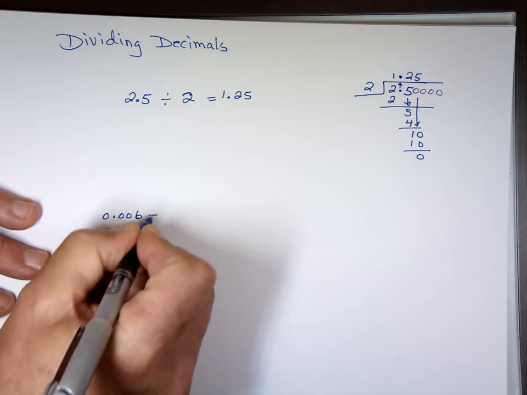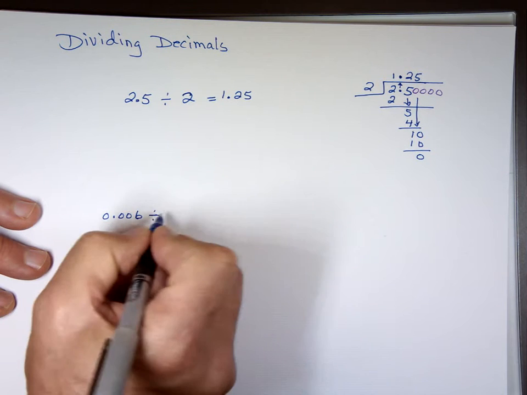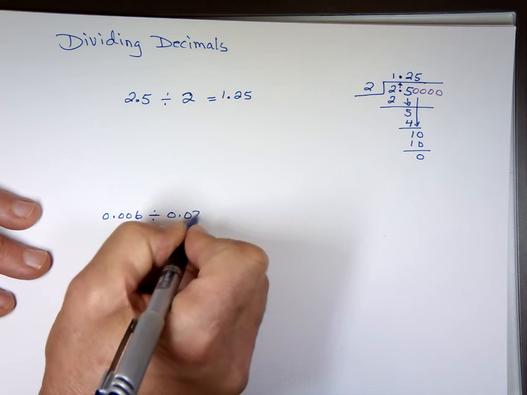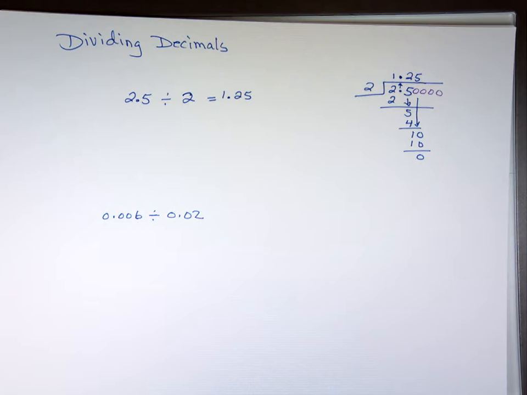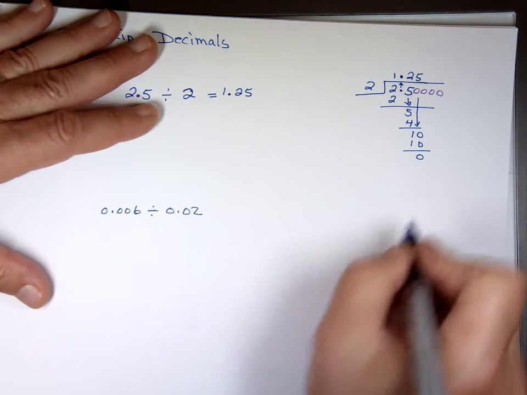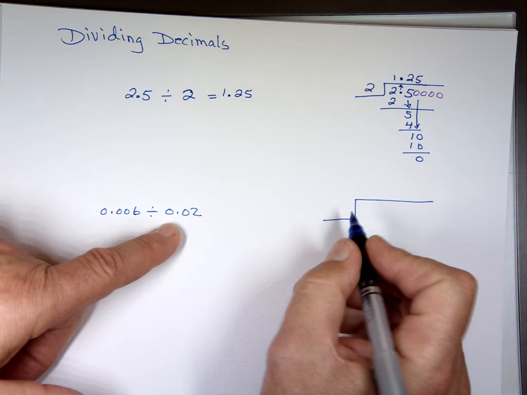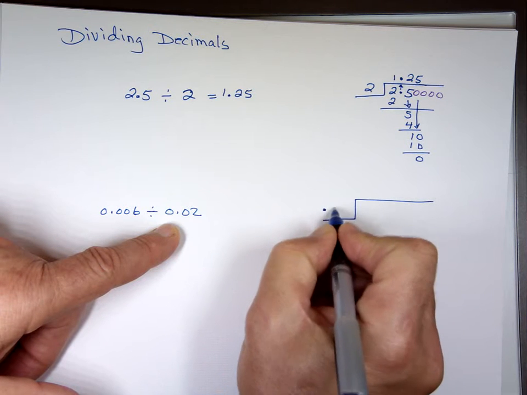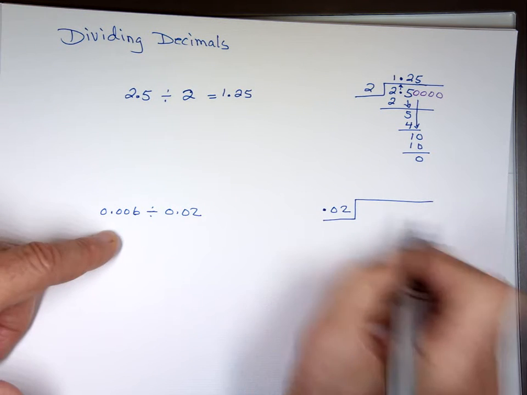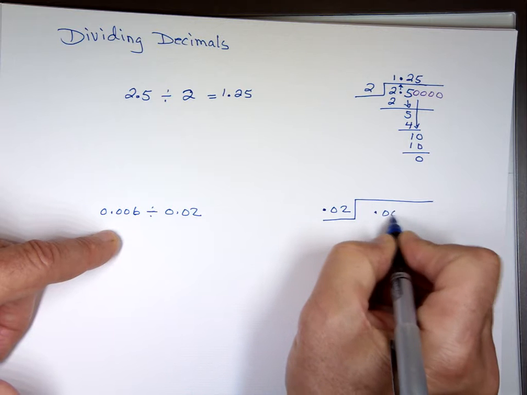0.006 divided by 0.02? Inside, outside, I don't know which one you call the inside, which one you call the outside, but the one you're dividing by, the 0.02 here, goes right here. And the 0.006 is right there.